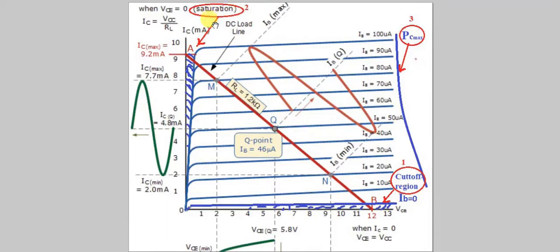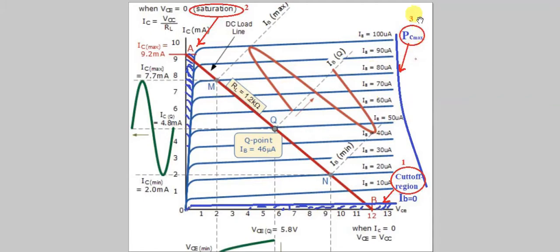Region 1 is the cutoff region, where the base current is 0. Region 2 is the saturation region, where the base current is maximum and maximum current is flowing through. And region 3 is the PC max, where the maximum power is dissipated. These were declared as prohibited regions at that time for the amplification process. But for digital electronics, we don't use this middle region, neither this region.